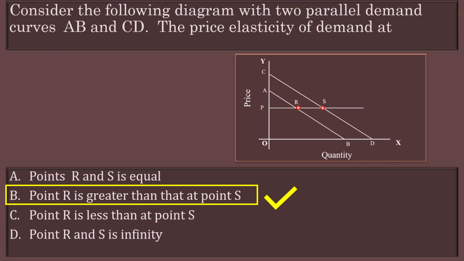And observe the demand curve CD. The upper segment and lower segment are almost equal. So, let us assume the distance between S and D is 6 and also the distance between C and S is also 6. 6 by 6, 1. So, elasticity at point R is greater than elasticity at point S. This is how at times we have to use some imaginary values to find the elasticity and compare at two different points on a straight line demand curve.